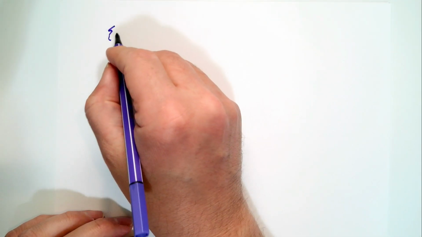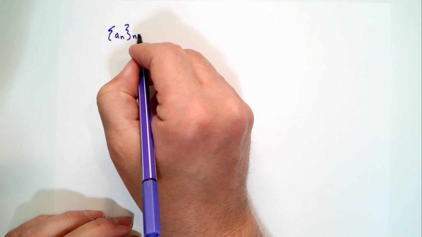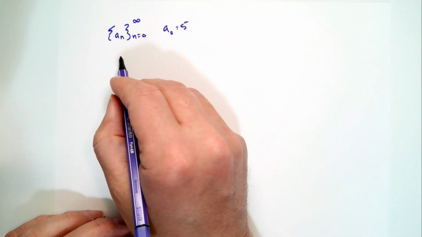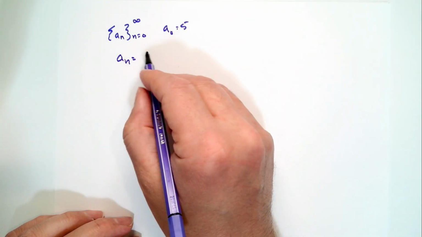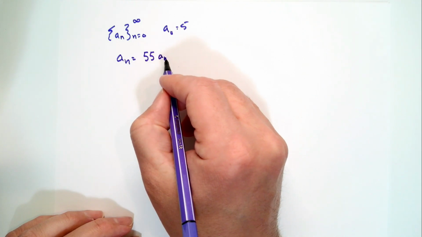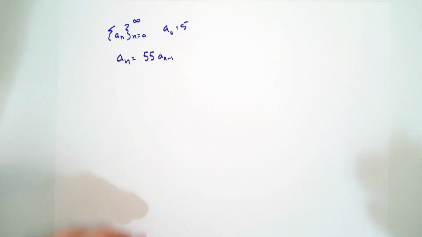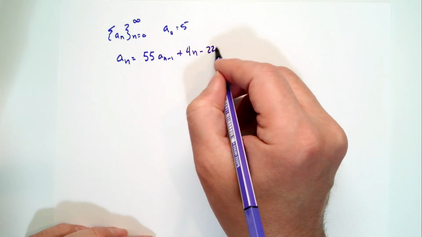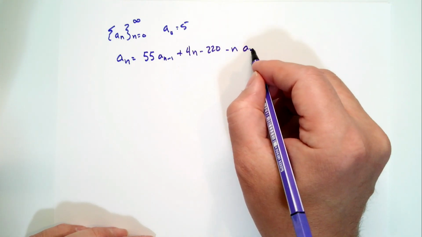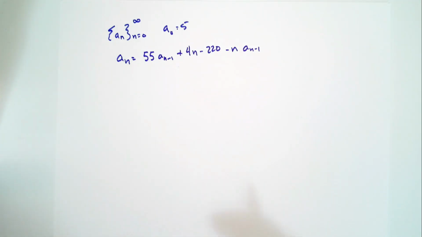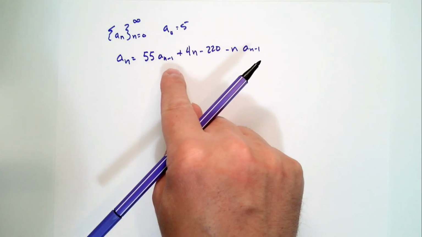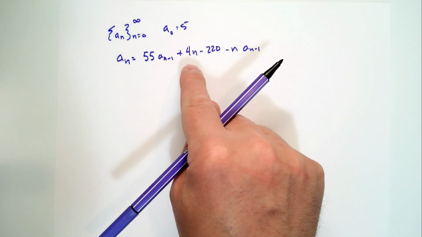So it says you have a sequence a sub n, where n equals 0 to infinity, a0 equals 5, and then there's a rule. So this is what's called a recursive rule. Now, the idea of recursion is the idea of you build on what you've done before. So in other words, if I want to know how to get the next term, I use information about the current term to figure out the next term. So here's my rule. If I want my next number, I take 55 times my current number. I add to that 4 times wherever I'm at.